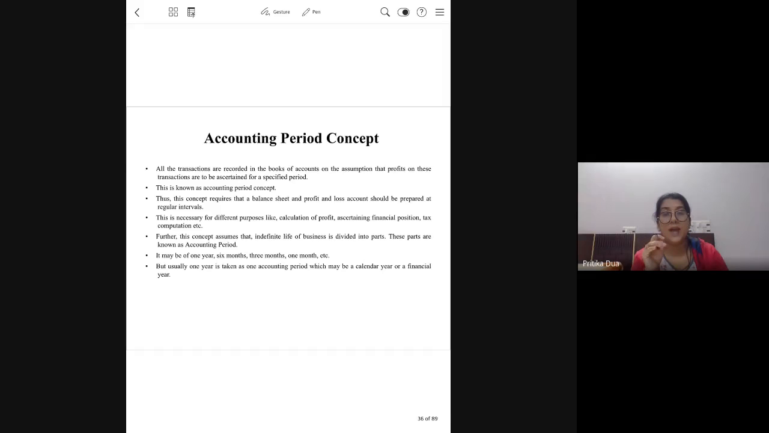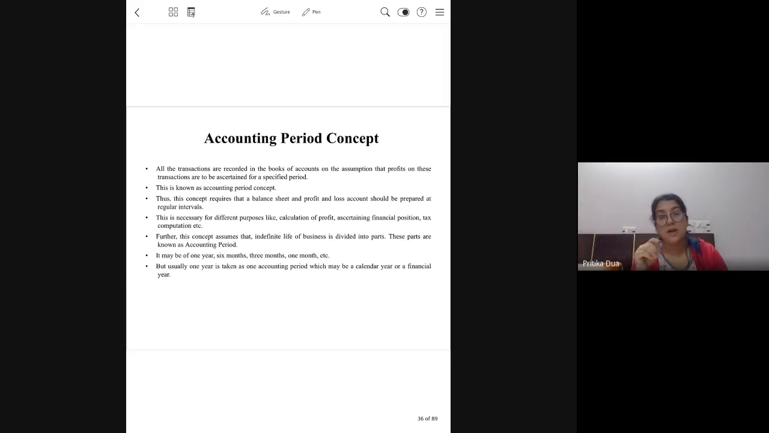Okay, so it's not only at the firm level, but if you see at the economy level also, when we compare say the GDP growth rate of economies, then that is also done for a uniform period. That over financial year 2021, this is the expected growth rate of Indian economy, of say US economy, and so on. So that facilitates the comparison among different entities and over a period of time within the same entity. So in the explanation, you can see all the transactions are recorded for a specified period. This is accounting period concept.